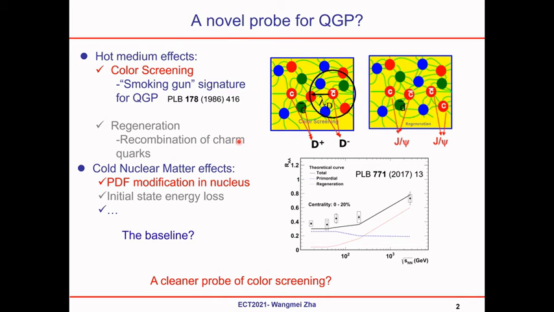So the next thinking is, can this additional source serve as a probe for the QGP? We know for the QGP we have all the medium effects, the color screening, the regeneration. For the photon production of J/psi, you should have no regeneration effect. And for the cold nuclear matter effect, it should also be modified by the PDF, but it should not have something like, for example, the initial state energy loss. So does it mean that the photoproduction source can serve as a cleaner probe, for example, for the color screening?